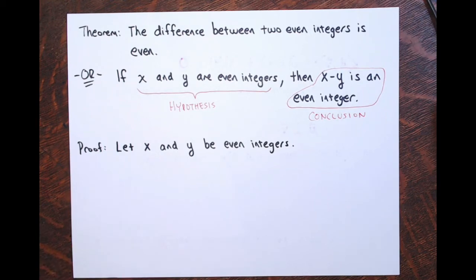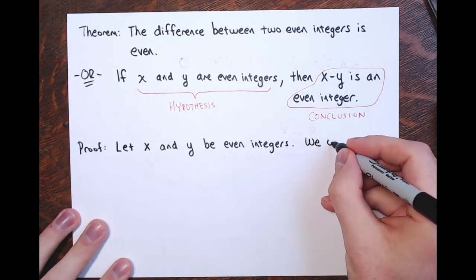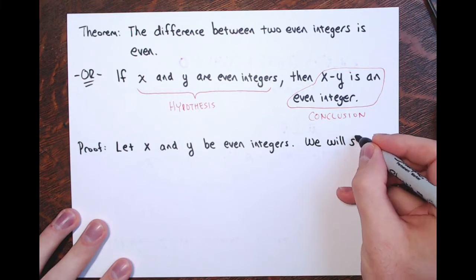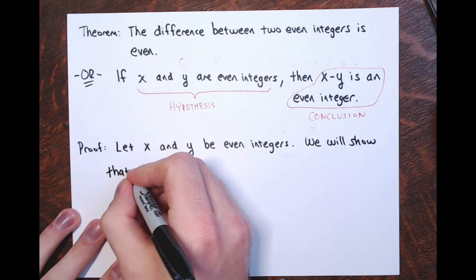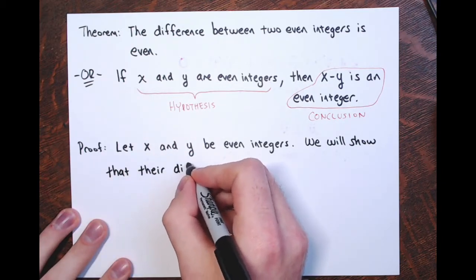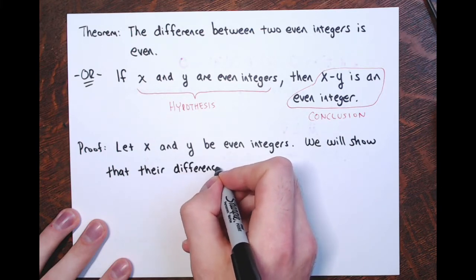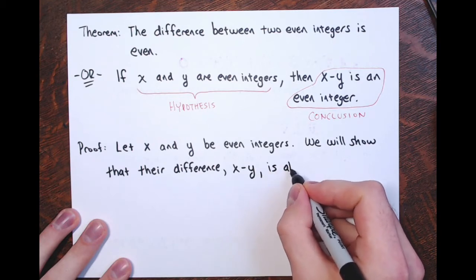All right, then the optional part. You don't have to do this. I personally would enjoy doing this. I like doing this to let the reader know where this is going. Then I'll say we will show that their difference, x minus y, is also even.